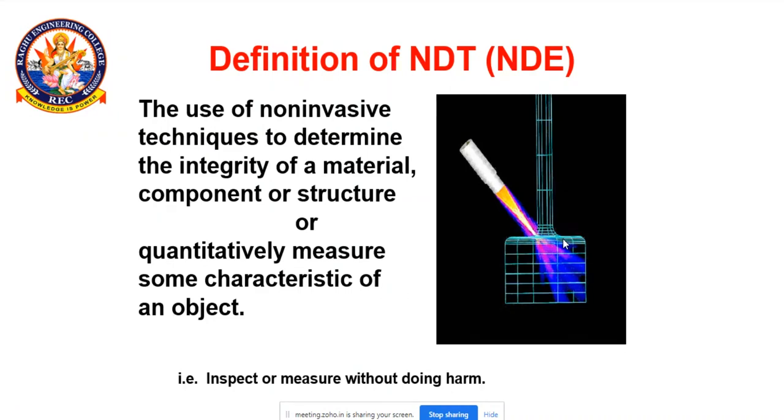For what purpose are we going to test the material? To determine the integrity. To determine the integrity means to determine the quality of what? The quality of the product, the quality of the component, the quality of the structure. These are the three things we are going to test without any destruction. That is the definition. It is very easy to remember. That is the first thing.